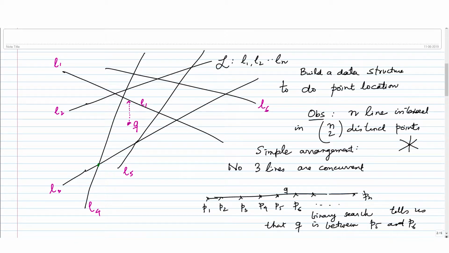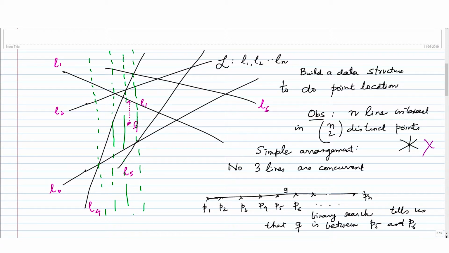So, this kind of situation won't occur. I am guaranteed by whatever means that it won't occur, just to keep my argument simpler. So, there are n choose 2 distinct points, and I am going to draw vertical lines through each of these intersection points. Let me not draw all of them because it will just clutter up.